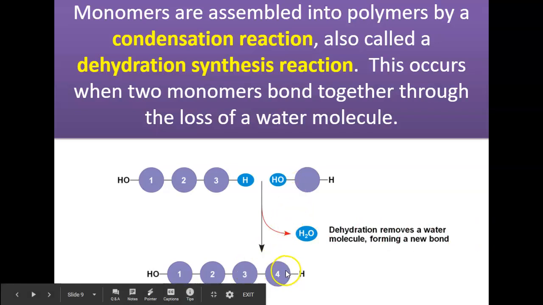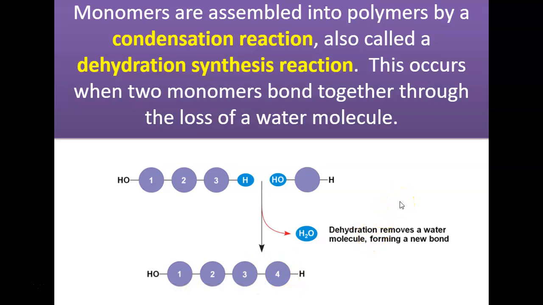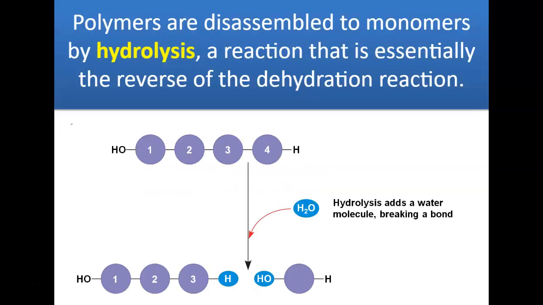So this monomer kind of gets added to the chain. And then another one can come along and another one can come along. And that's how we build a large chain. So dehydration synthesis, again, just means to make something by taking water away.